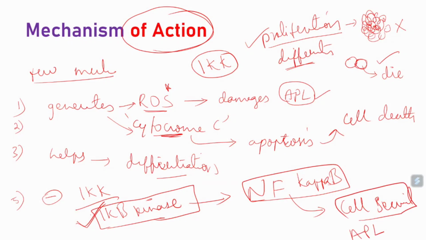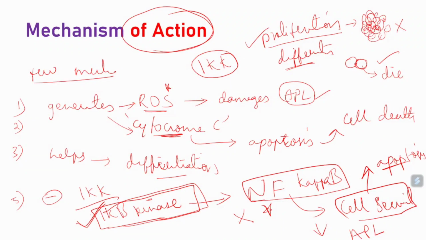APL cells. That's why if we inhibit this IKK, if we inhibit this IKB kinase enzyme, what happens? No NF kappa B proteins are synthesized and cell survival is stopped, and further it causes apoptosis. Apoptosis. Simple. So these are 5 different mechanisms of arsenic trioxide. Okay, just try to rewind the video and you can see. Okay, these are 5 different mechanisms.